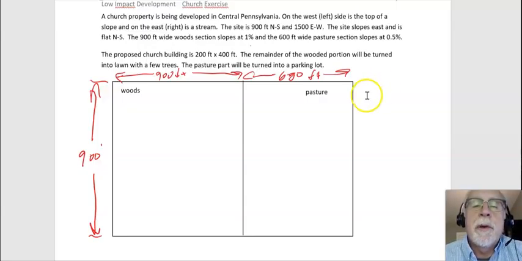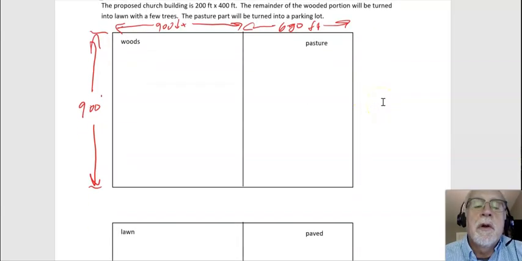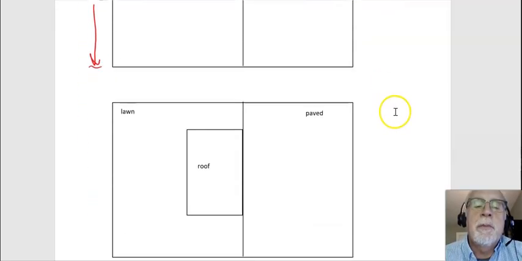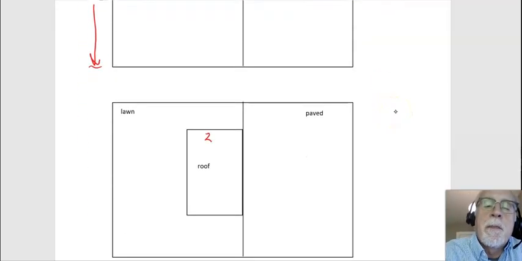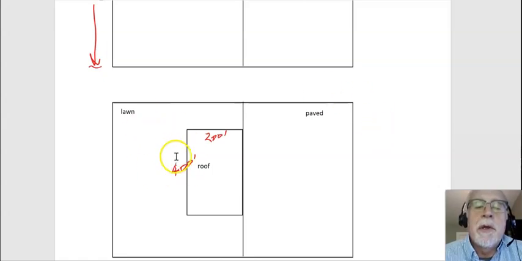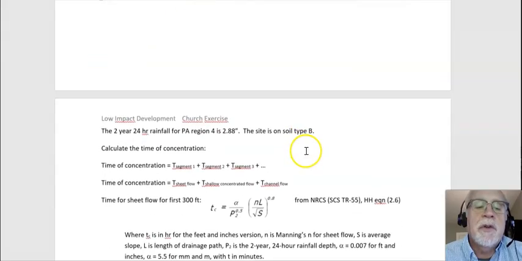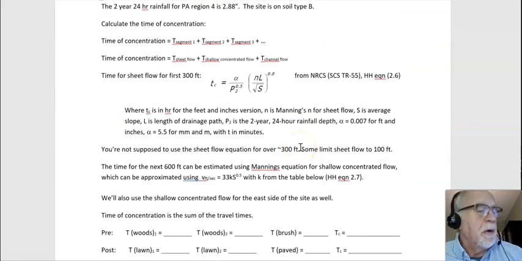And so we're going to develop it. We're going to put in there a church building, and that's 200 feet by 400 feet. And then the rest of this will be lawn, and then this whole section to the right, to the east, will be paved. So we'll start with doing the rate calculated using the rational method.